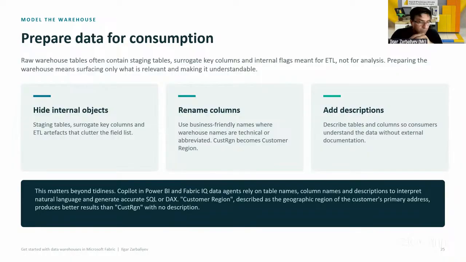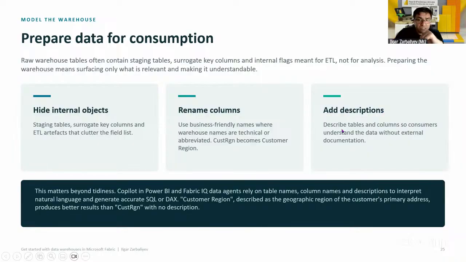Then rename columns to business-friendly names where the warehouse names are technical or abbreviated. The example in the documentation is perfect. Rename cost region to customer region, right? Your ETL developer knows what cost region means. Your finance manager does not and should not have to.